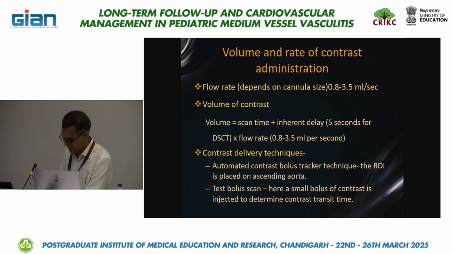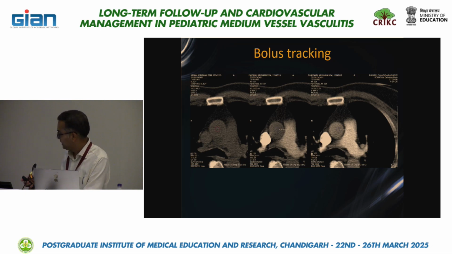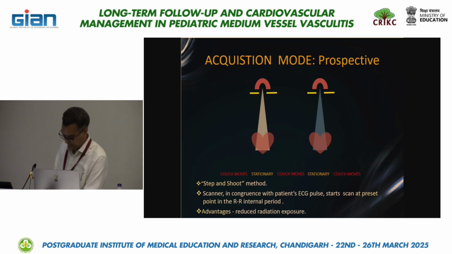Then we can use either the contrast bolus technique or the test bolus technique. Here we place the region of interest in the ascending aorta for evaluating the coronaries, and with the bolus we can see its opacification, and fix a target of 100 or 120 HU when the opacification of the ascending aorta is maximum. That phase will correspond to the maximum opacification of the coronary arteries. At that time the machine triggers the scan.